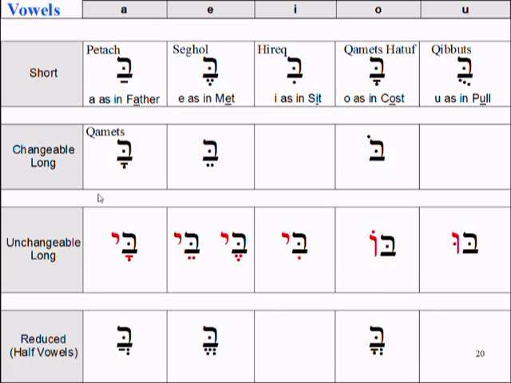The first variation is just the straight kamets, and that has the same sound in the modern pronunciation of Biblical Hebrew as the petach. So this and this, more or less the same sound. It's an ah sound. Ah as in father. But sometimes, instead of ba, it's a bo.